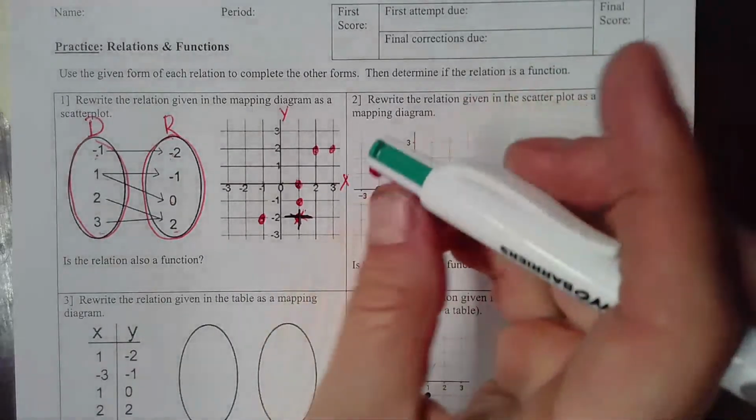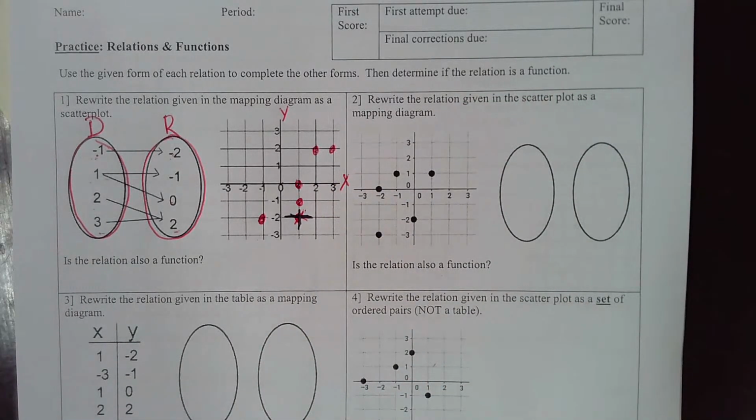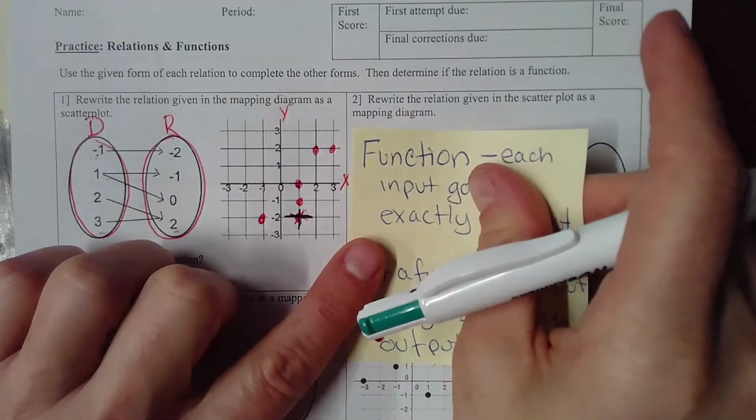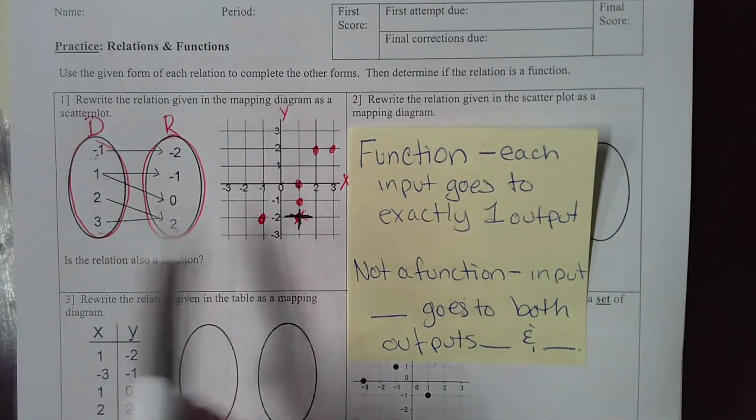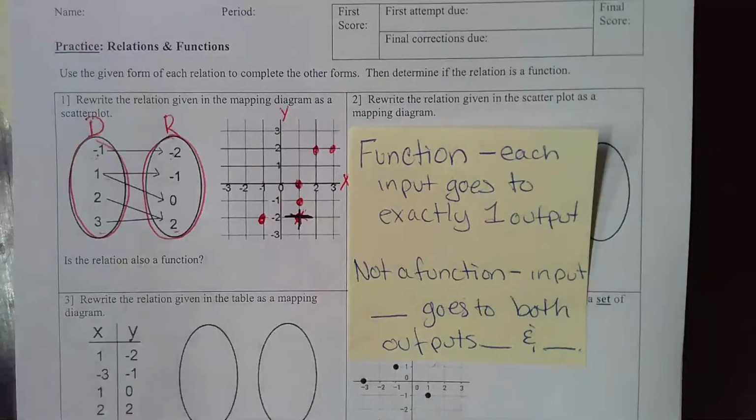We need to know if this relation is a function. There are two different answers that you will be giving for a function. Either yes, it's a function because each input goes to exactly one output, or no, it's not a function because input blank goes to both output blank and blank. Here I have input 1 goes to both output -1 and 0. That means it's not a function.